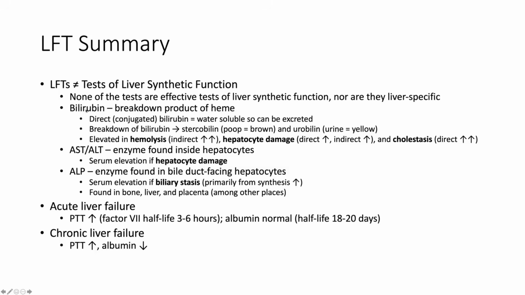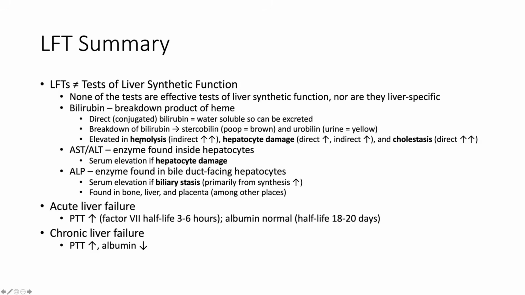Bilirubin is a breakdown product of heme. If you recall, direct bilirubin is conjugated, and it's conjugated with something that's water soluble so that it can be excreted. The breakdown of bilirubin ends up coloring both your poop and your pee. The stercobilin makes your poop brown and the urobilin makes your urine yellow.